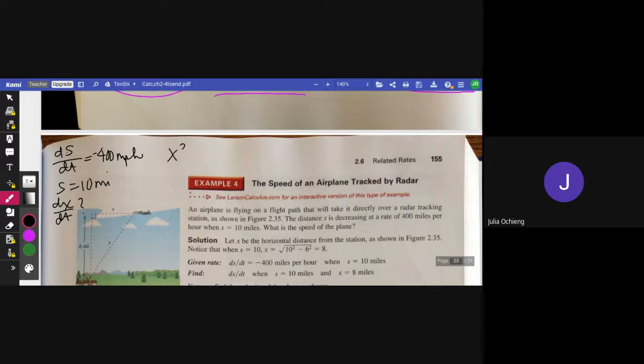Hopefully you've started this already, because I'm now going to tell you that that equation is the Pythagorean theorem. You've got a right triangle. It's x squared plus 6 squared equals s squared is going to be the equation. I'm going to write that all in one.